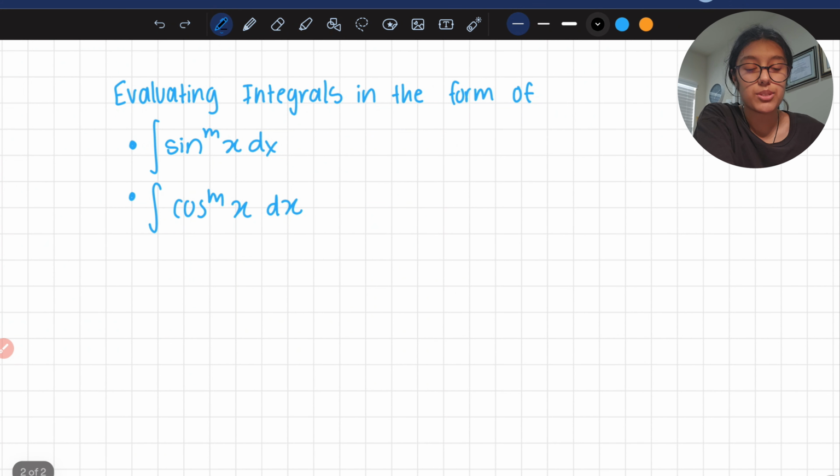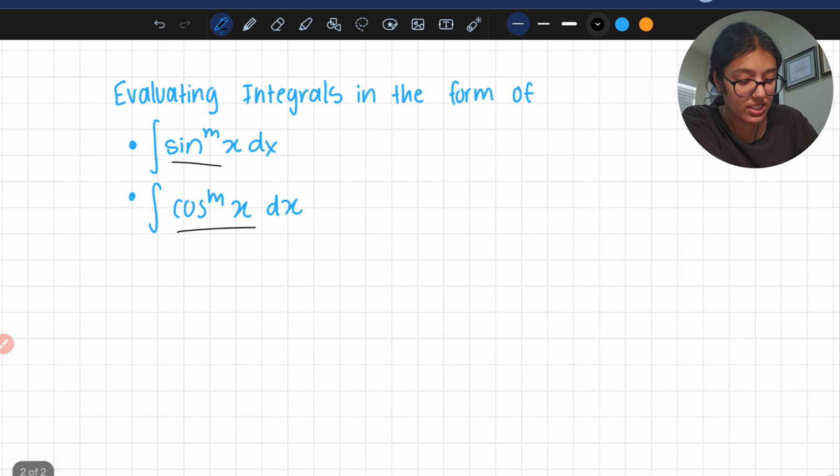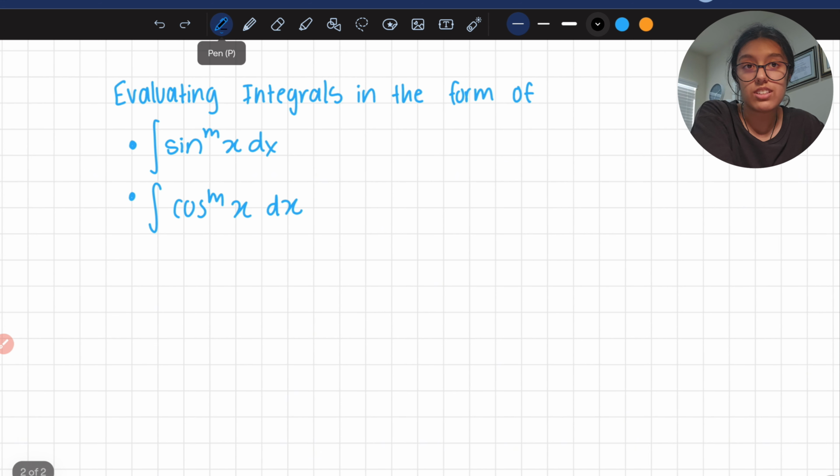Hey guys, today we're going to be taking a look at how we can solve integrals in the form of sine x to the power of m or cos x to the power of m. And obviously these are trig functions, so we are going to need to know our trig identities and our trig formulas concerning sine and cos specifically.